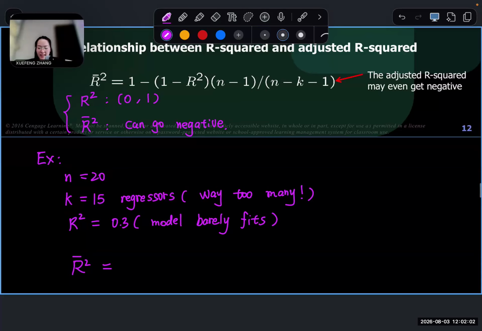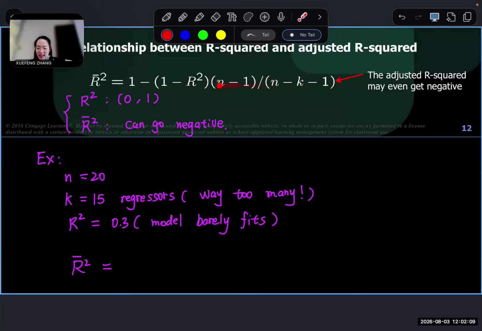You plug in numbers, right? R squared. What is n? What is k? And then tell me what is your adjusted r squared.